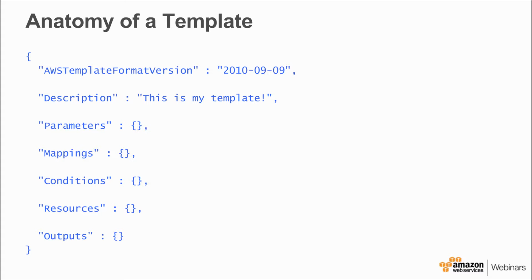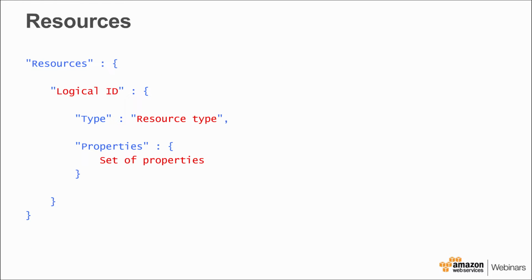This is a very high-level example of the anatomy of a CloudFormation template. Most of the sections are optional, but the Resources section is the most important, and it is absolutely not optional. That is where you specify what resources you want to create. You simply tell it what type of resource, you give it a reference ID, and then the properties for that resource.